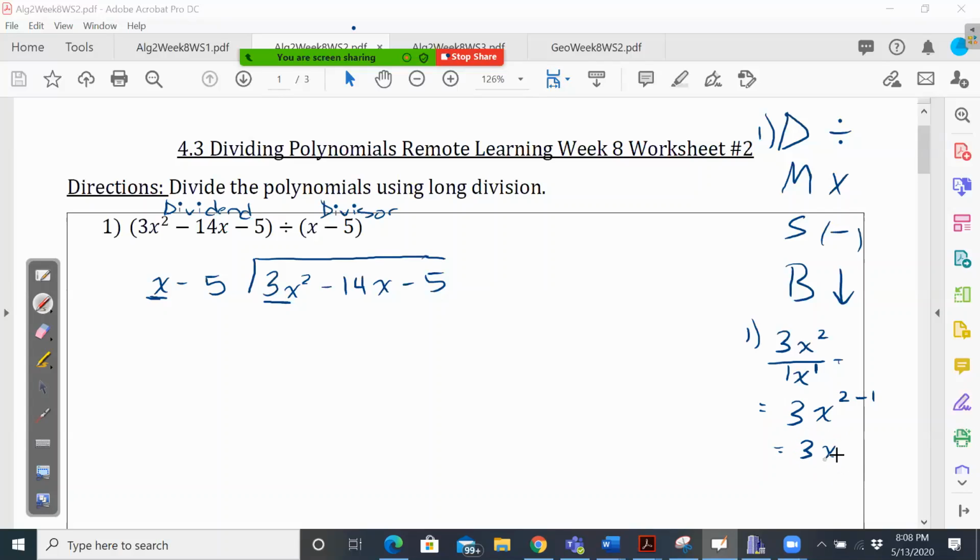Now I'm going to write this and put it right over its common term, which is right over here. Now my second step is I have to multiply. So what I mean by multiply is I'm going to be multiplying this 3x by the divisor, x minus 5. It's always going to be that divisor. It isn't going to be the dividend. Whenever we're multiplying, it's whatever we got on top multiplied by that divisor.